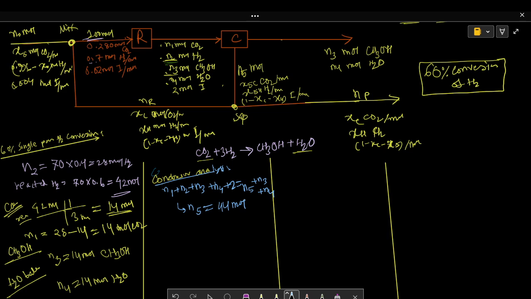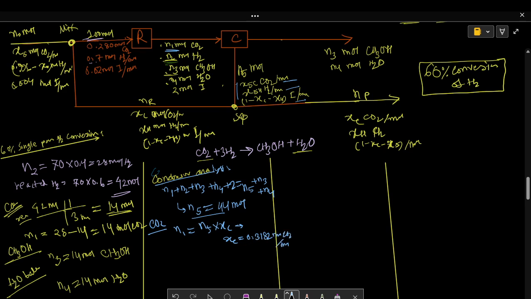And then, hence we found out N5, which is 44 moles total. So by this we can easily calculate the molar fraction of carbon dioxide, hydrogen, and inerts in this stream. So this will be for carbon dioxide. We know that the carbon dioxide total is N1, so N1 will be N5 times Xc. We already know N1 and N5, so Xc will be N1 divided by N5, which is 0.3182 mole carbon dioxide per mole.